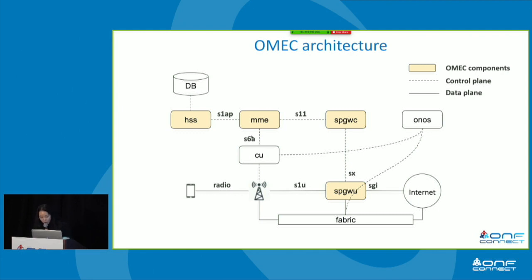This diagram shows OMEC and its surrounding elements. OMEC itself is composed of database, HSS, MME, SPGW-C, and SPGW-U, and there are multiple control plane networks like S1AP, S11, S6A, and SX, and there are two data plane networks, S1U and SGI. And there are RAN-side elements here and fabric here, and the ONOS SDN controller controls this fabric and RAN.